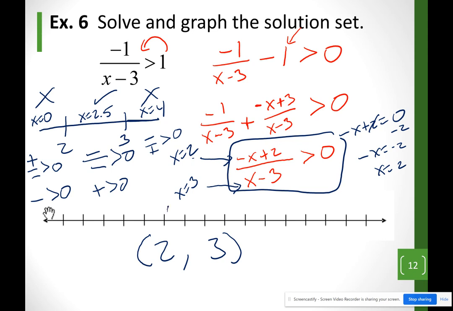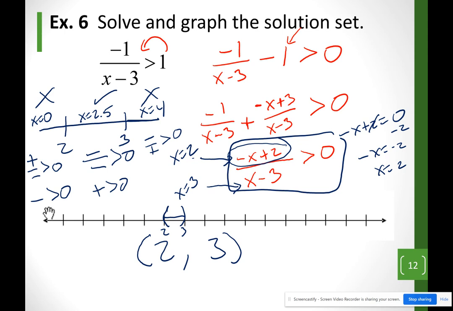The way I will graph it is, I label my 2 and my 3. Now, one thing for fractions: if my inequality sign has the or equal to part, it makes the top a bracket, because I'm always going to have a 0 on the right. So I would have put a bracket on the 2 if it had the or equal to sign.